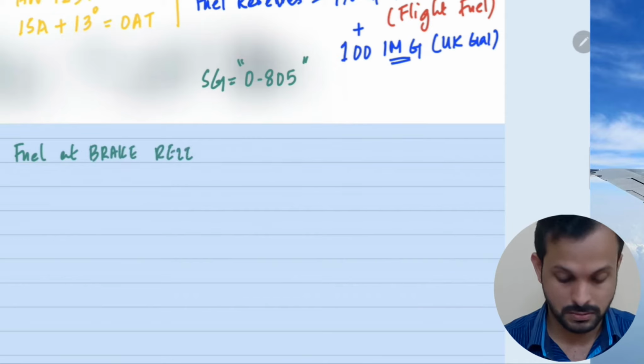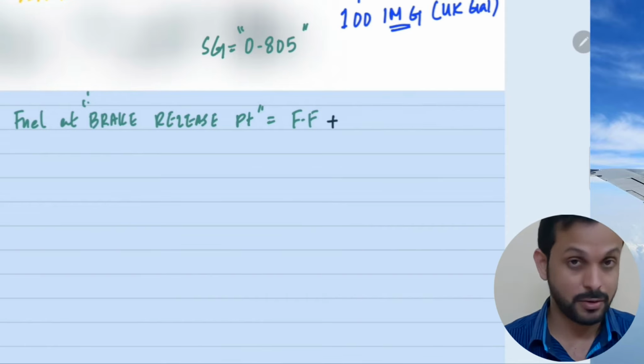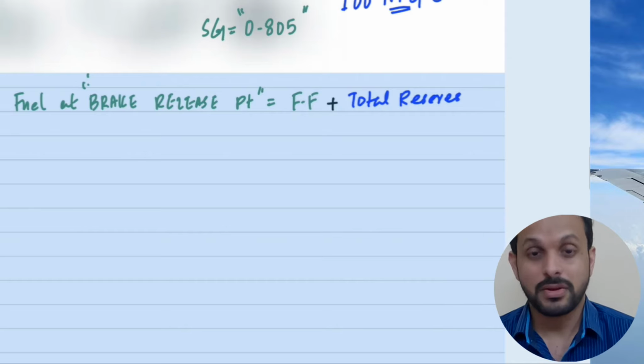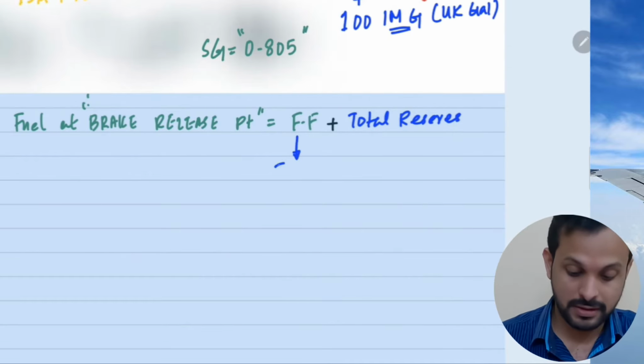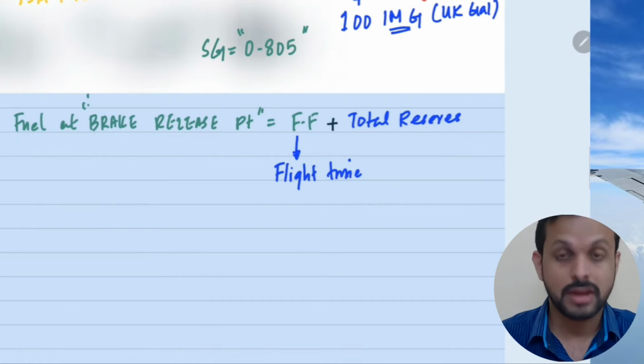Right? Now, this will definitely include your flight fuel. Let me write it as FF plus, and that is definitely going to involve the reserves, the total reserves, which in the question is given as 9% of burn of fuel plus 100 Imperial gallons. And this is all you need to find out. Right? Now the catch here is to find the flight fuel. To find the flight fuel, you basically need the flight time.